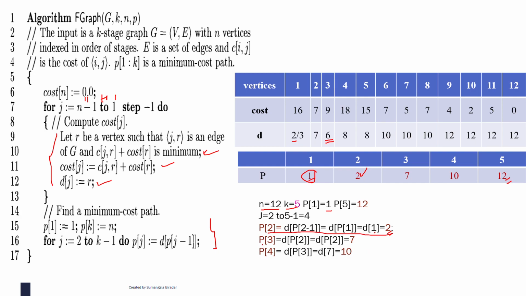Next, increment J value. J value is 3 now. P of 3 equals D of P of J minus 1. J minus 1 means what? 3 minus 1 is 2. So what P of 2 value did you get here? That is 2 here. Now in D of 2, what is the value? It is 7 here. So that 7 you got here. Next, same thing, if you increment to P of 4, P of 3 value is 7. So D of 7, where is it? It gives the value 10 here. In this way you are getting the path. Same thing: 1 to 2, 2 to 7, 7 to 10, and 10 to 12. This is your path and this is your cost.